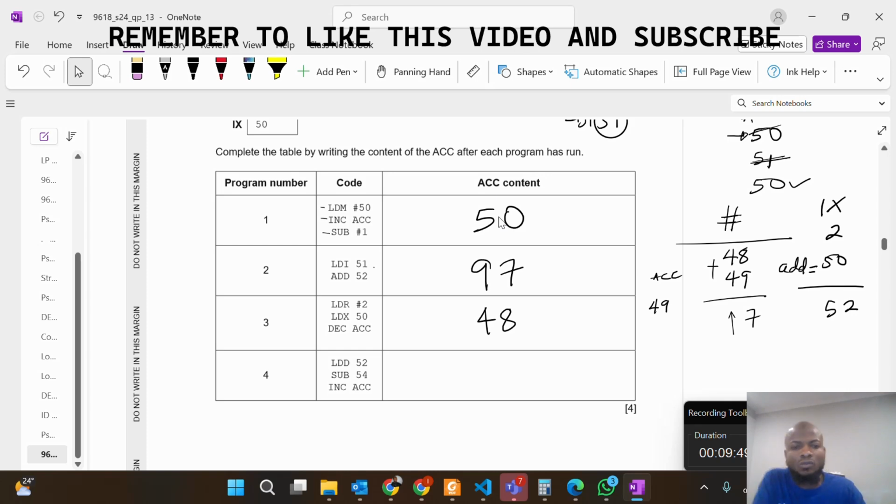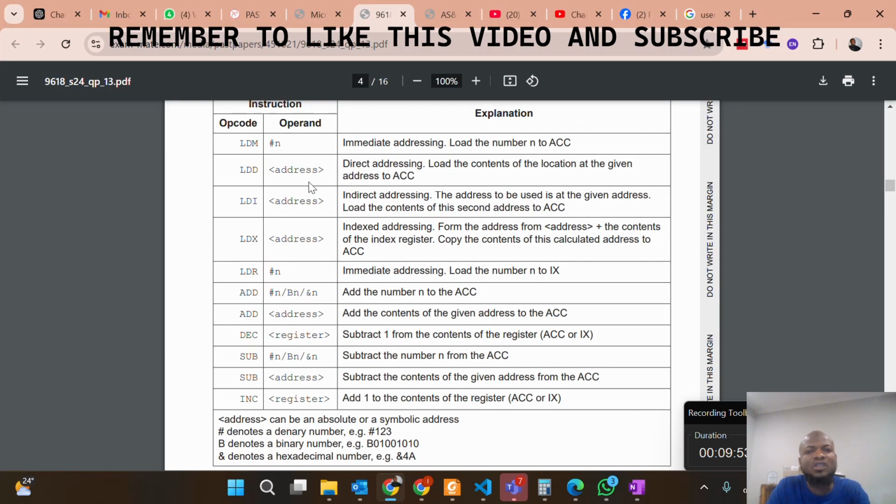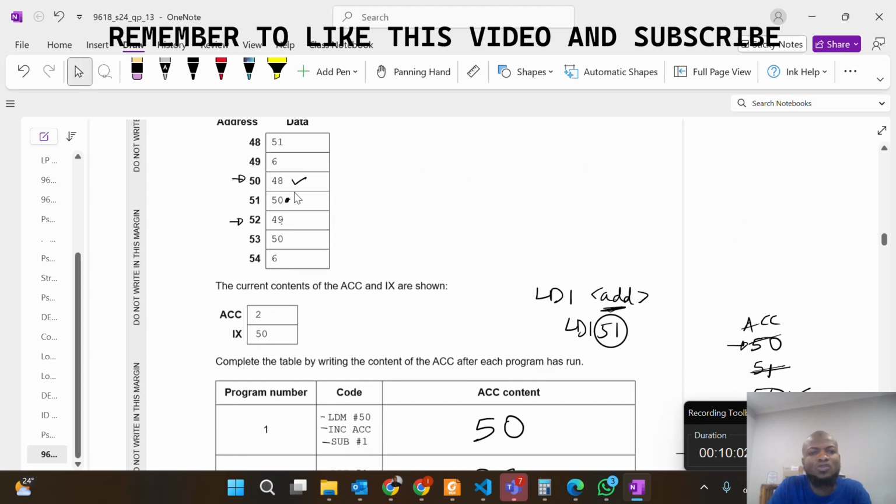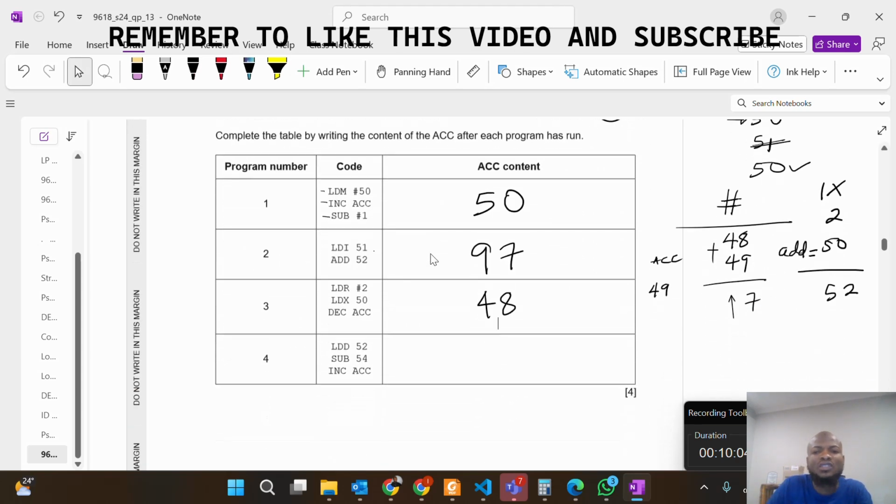Now, the last number, LDD 52. LDD means load the content of the address to the accumulator. So what is the content of 52? The content of 52 is 49. So that means 49 is loaded into the accumulator.